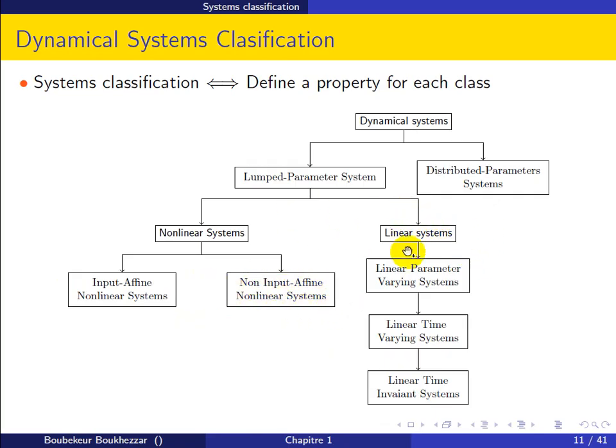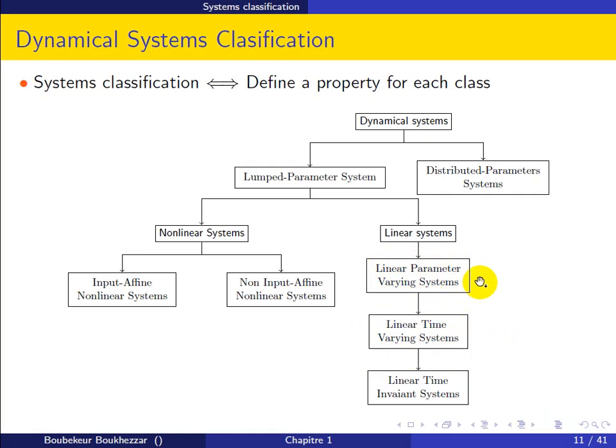Linear systems are described by a set of linear differential equations. We will see what a linear differential equation is. It is just a linear combination of the system variable derivatives. The more general case is the linear parameter varying systems, where the parameters of the differential equation vary in time. The second case is the linear time varying system. Here the coefficients of the differential equation are known functions of time.